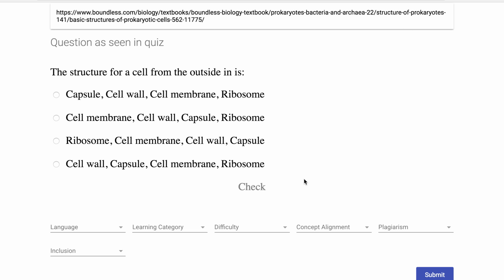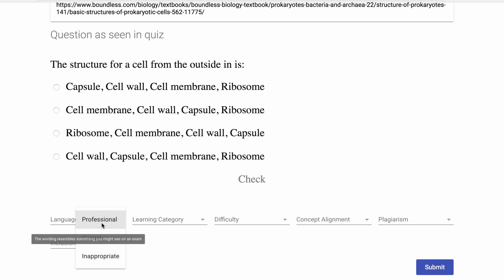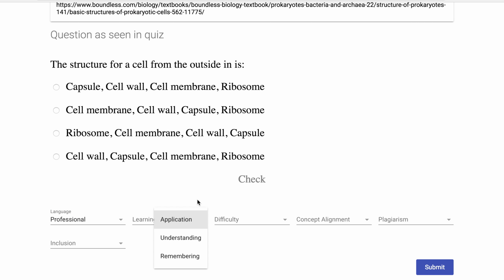Now this looks like a pretty good question, and we have 6 different categories that this question can be rated on. So for example, language. This language looks pretty professional. There are no casual or inappropriate references, and so it's professional. It looks like it is strictly a remembering question because it's a series of parts of the cell, and so I'm going to put that it's a remembering question.